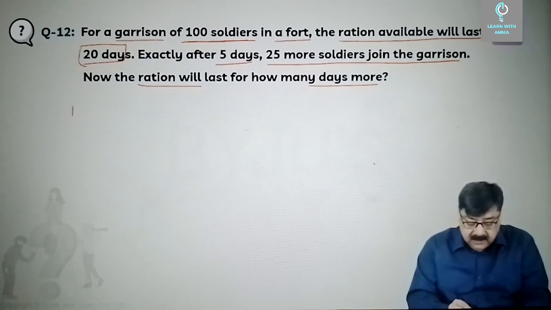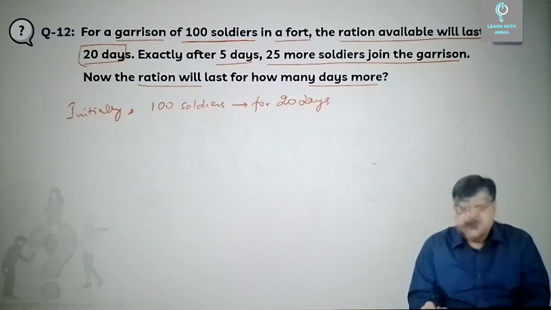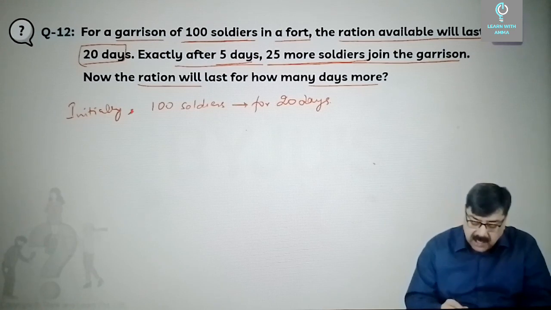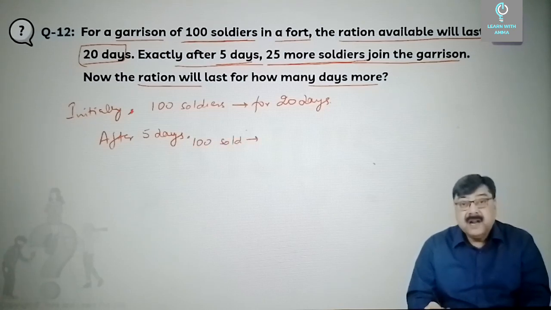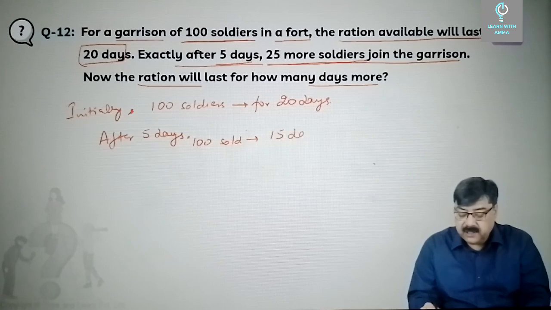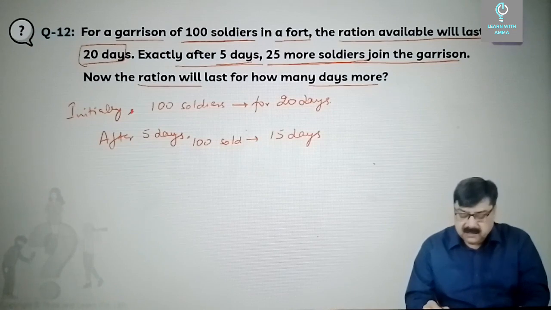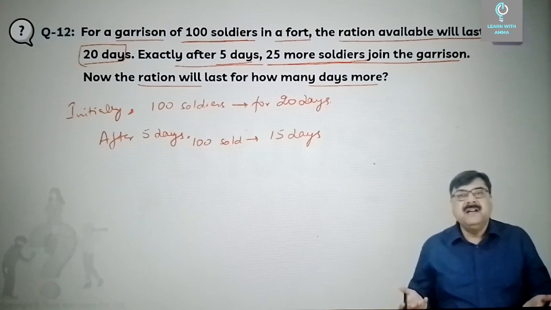Now, initially, the ration will last for 100 soldiers for 20 days. Now, after 5 days, we will wait for a moment for these 25 soldiers to join. We will keep them aside. So, after 5 days, what happens? These 100 soldiers will have ration supplies left over only for 15 days. Let's not talk about the other 25 soldiers as yet. The 100 soldiers will have supplies for 20 days. So after 5 days, they are left with only 15 days supply.